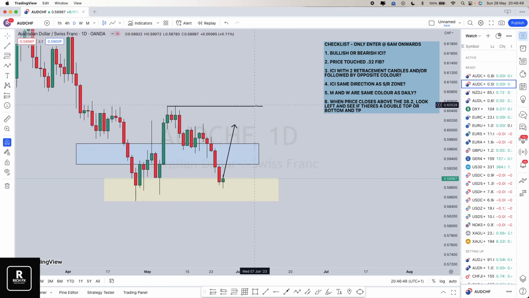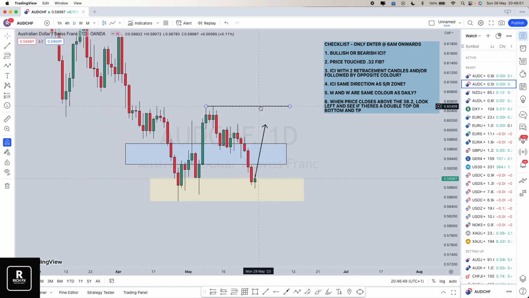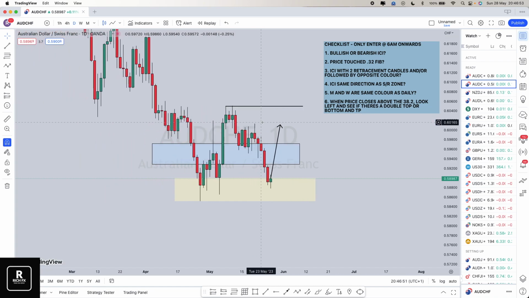This line. I'd wait for this area to be broken, because that's your last high, basically, or last structure high. So I'd wait for this area to be broken. If this area decides to break, then I'd be looking for buys. But until then, right now, it's still giving me sales.